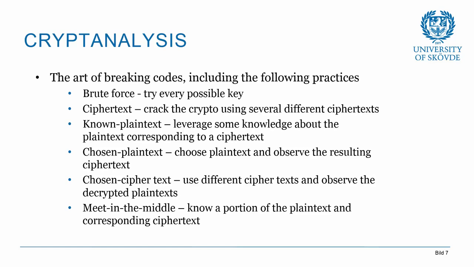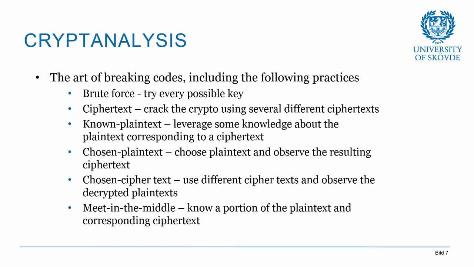Then we have the ciphertext, which is trying to get a mass of different ciphertexts and try to find patterns in them and see if you can find any common denominators or patterns or repeats, anything like that, and you can use that to break the crypto. Then we have known plaintext, which leverages some knowledge about the plaintext corresponding to a ciphertext. So you may have a ciphertext and you have a partial plaintext of that ciphertext, or you know the length of the plaintext or something like that.